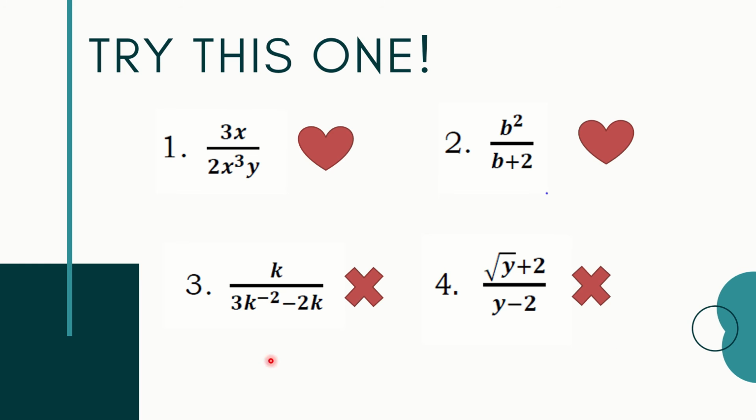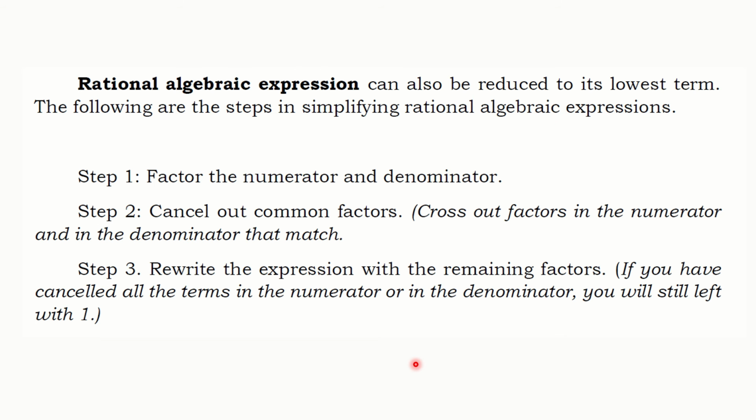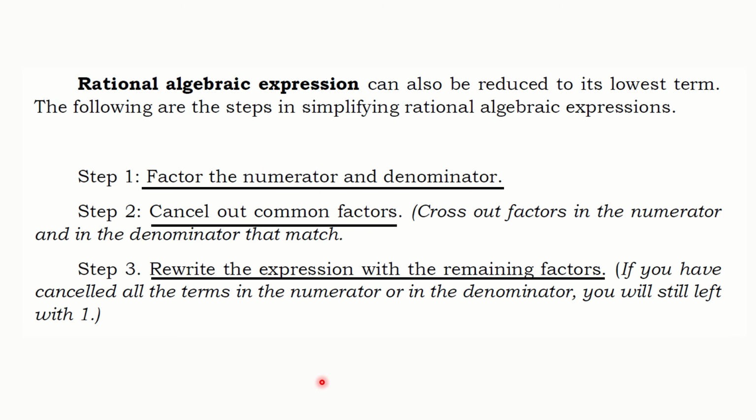Okay, now nasabtan na ba nato ang rational algebraic expression? So this time, rational algebraic expression can be reduced to its lowest term. The following steps are in simplifying rational algebraic expression. Step one, we have to factor the numerator and denominator. Second, cancel out common factors. We already discussed common factors in the previous lessons. And three, rewrite the expression with the remaining factors.